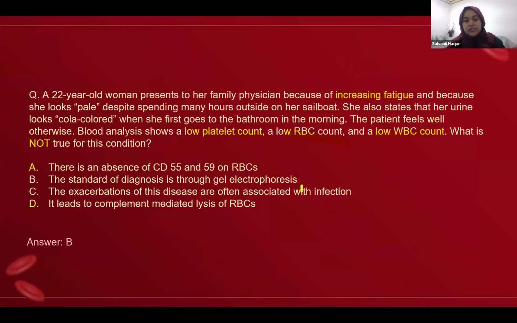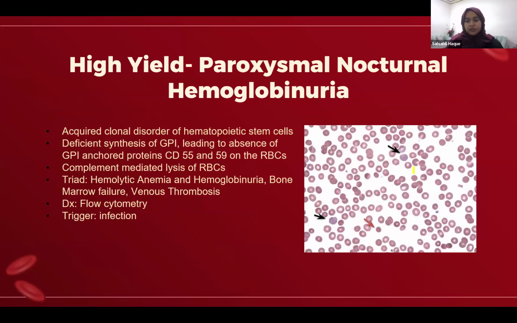Then exacerbations of this disease are often associated with infection. This is true for PNH. One of the main triggers for PNH is infection. Okay, however, for B, the standard of diagnosis is through gel electrophoresis. This is not correct. Can anyone tell me what the correct answer is? It is flow cytometry.